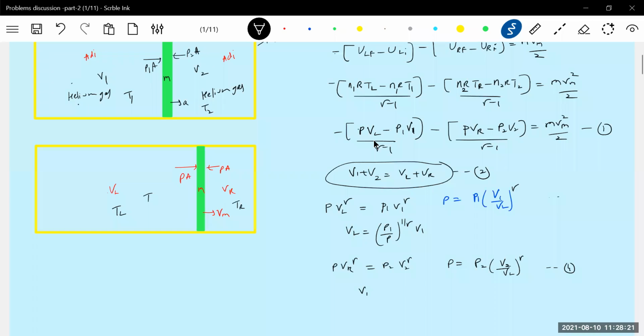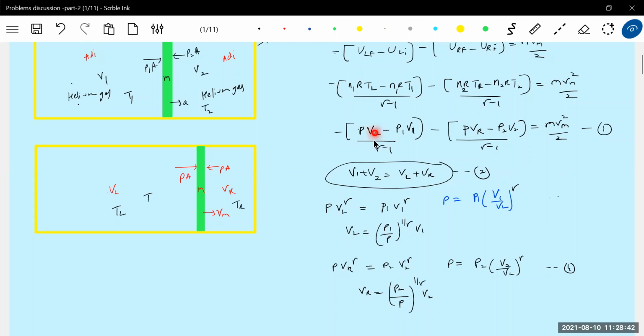This will be much easier. You'll get the answer very immediately. Substitute now this VL and VR in this equation. Then you are going to get an expression for P as a function of V1 V2. Okay, fine. Keep it here.